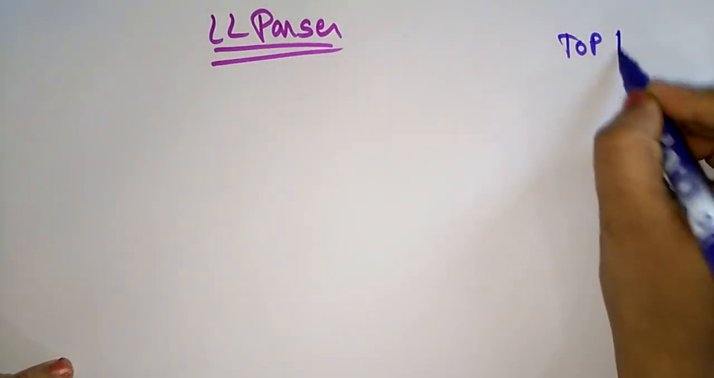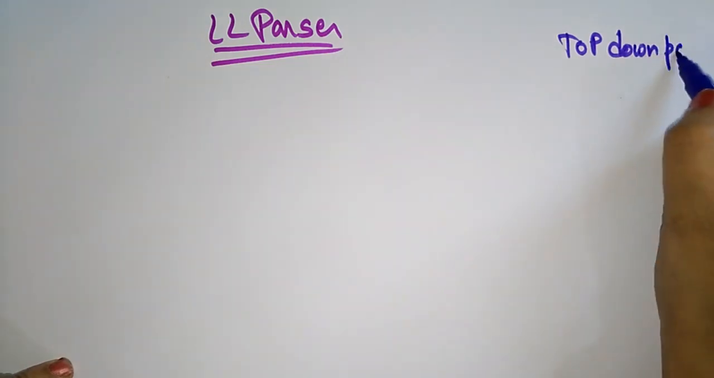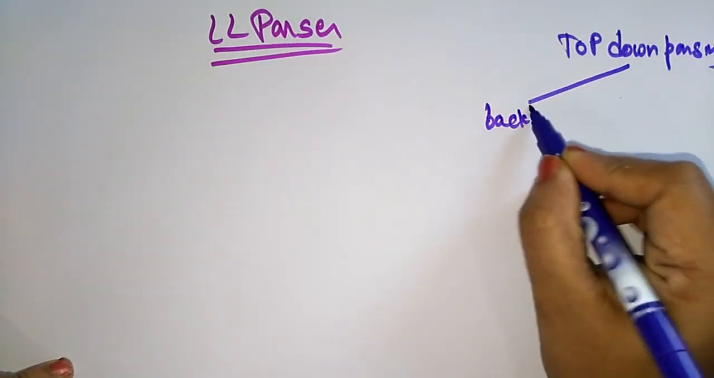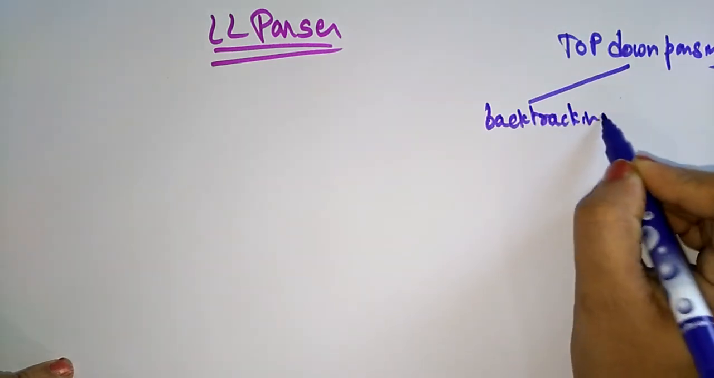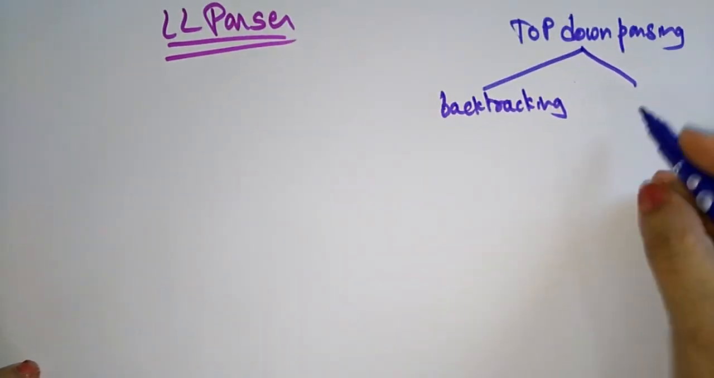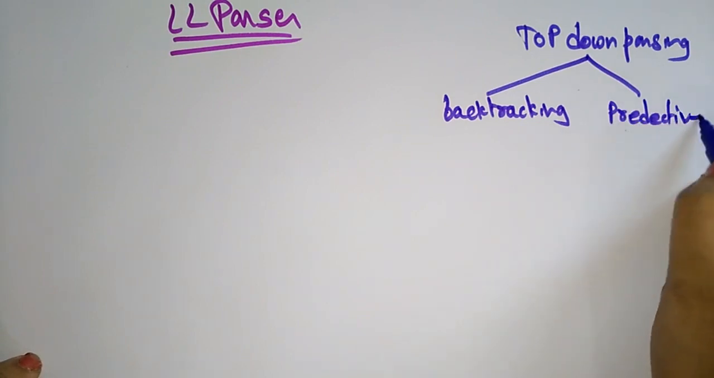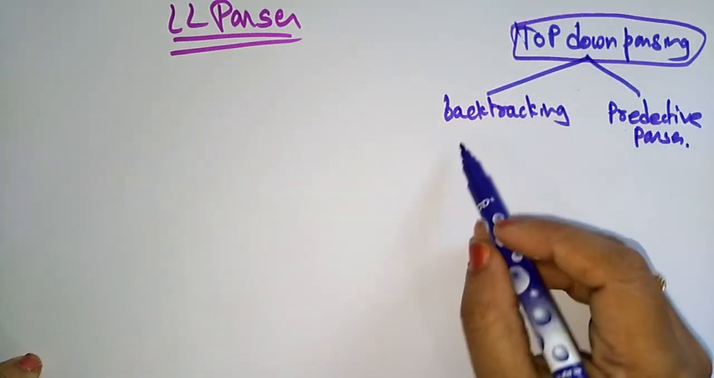So the top-down parsing, I said it is of two types. One uses the backtracking concept, and another is non-backtracking. The non-backtracking one is nothing but the predictive parser. Okay, so this I already explained in the previous video.